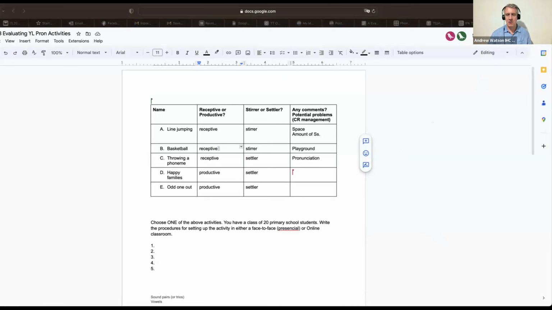Anna Maria and Paula, why do you say it's receptive, just receptive? Well, at the beginning, the teacher says the sound, but the students in the end speak. So probably it's both receptive and... Ah, yes, very good. Yes, it's both, actually. It's receptive and productive.